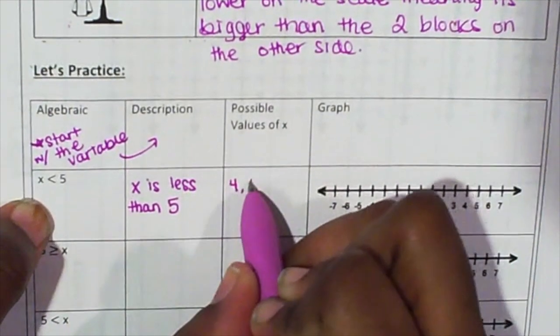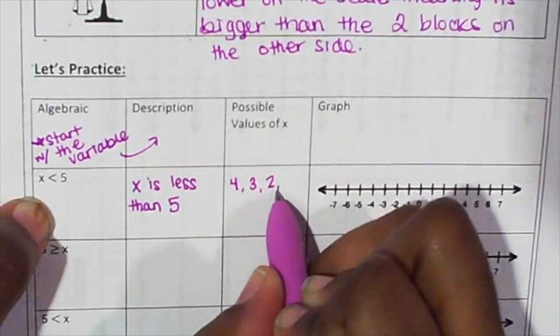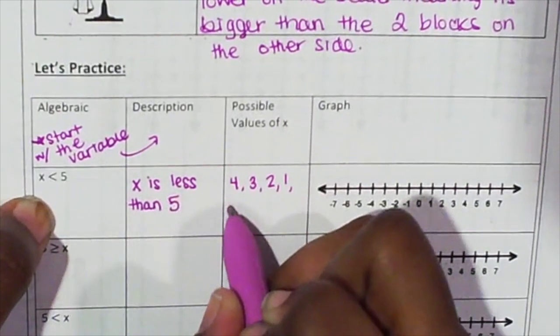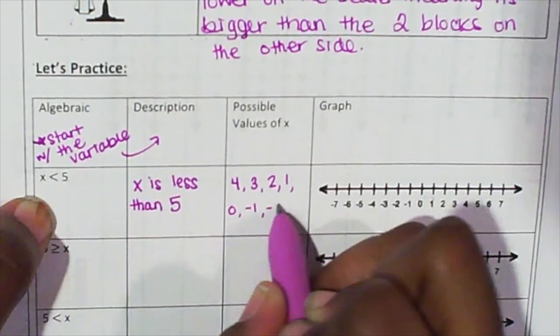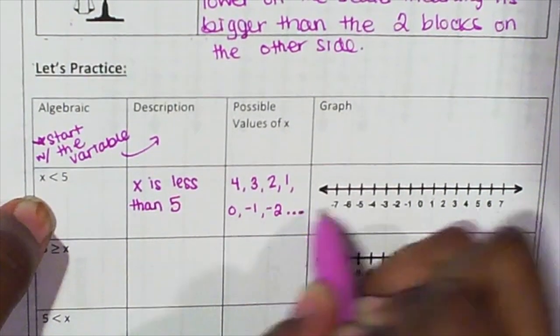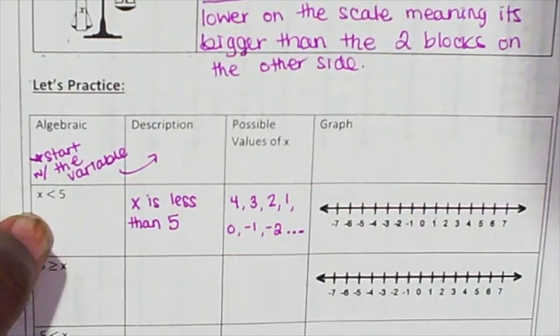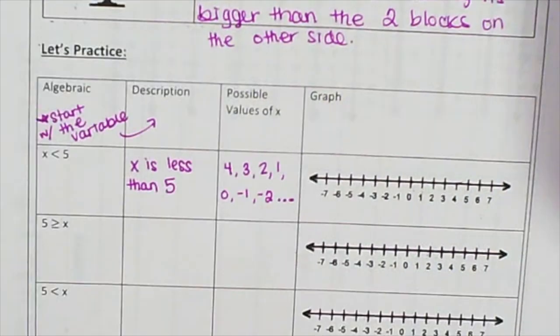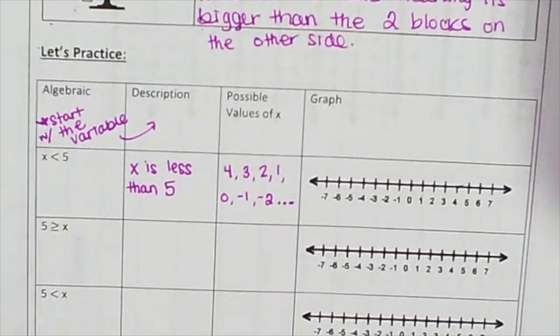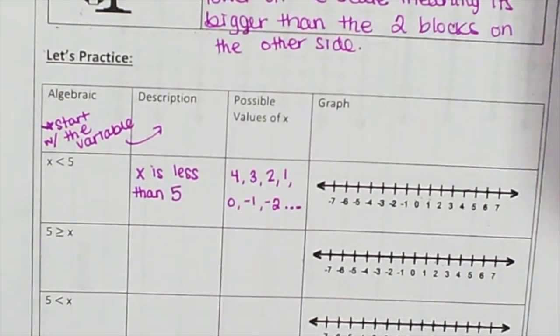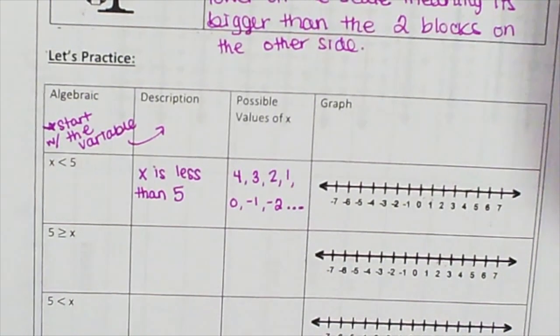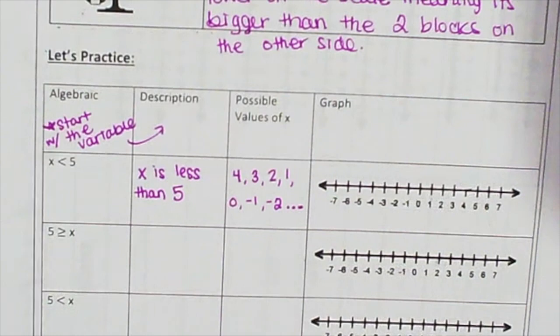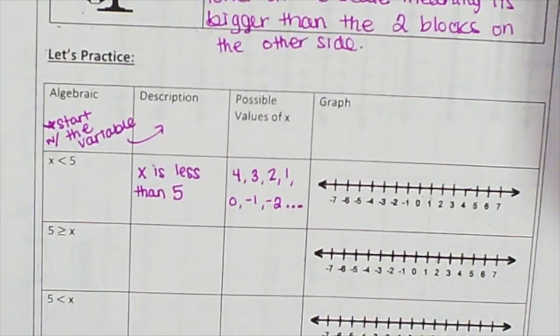So when I list out the possible values, I'm going to count on from the next numbers. So 4, 3, 2, 1, 0, -1, -2, etc. You see me putting 3 dots behind this -2 because realistically I cannot write all the numbers that satisfy the solution set because all these numbers go towards negative infinity, and I can't write to negative infinity, nor can you.